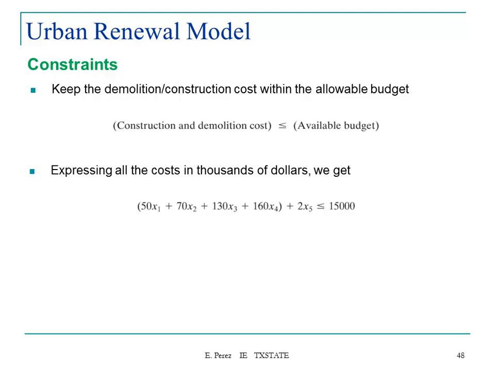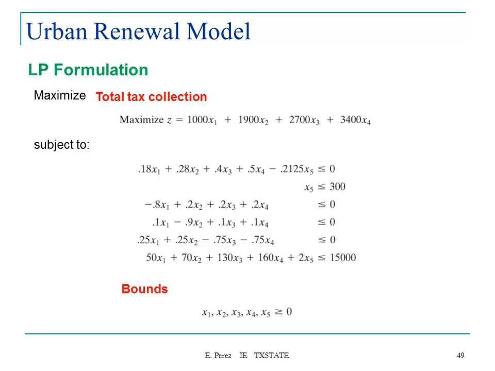So the last constraint is the budget that you have available. Construction and demolition costs should be less than or equal to the available budget, which is $50,000. So using the cost of building each type of home and the cost of demolishing a home, you can state this constraint for not going over the budget. And this is how the formulation will look. Again, you have your constraints, you're trying to maximize your tax collection, and you have your bounds.